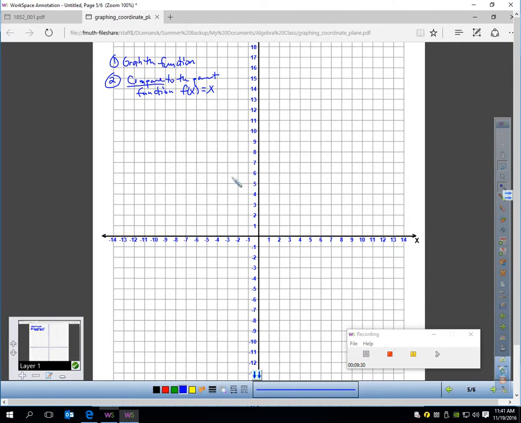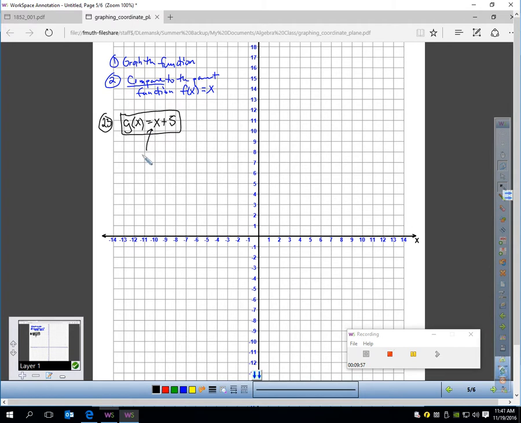So for 23, let me write the problem down. It says f of x equals x plus 5. I'm sorry, g of x. G of x equals x plus 5. Okay? Let's graph that. Now, first of all, do you notice this is in slope-intercept form? Okay, it's very important that we can diagnose slope-intercept form. This is y equals mx plus b form.